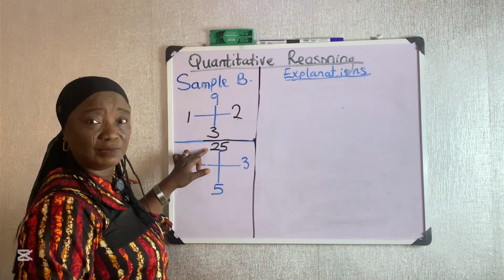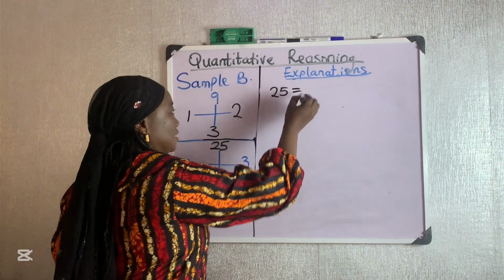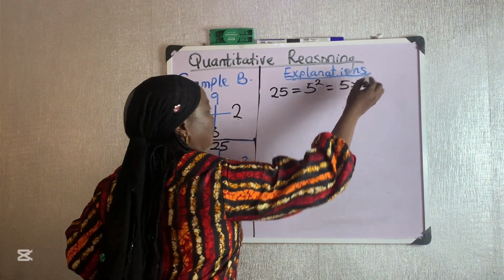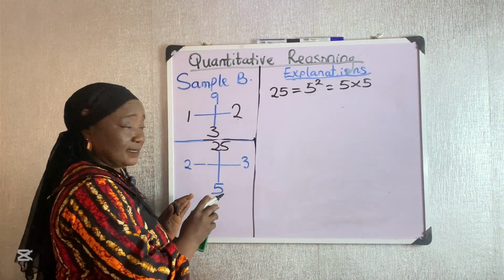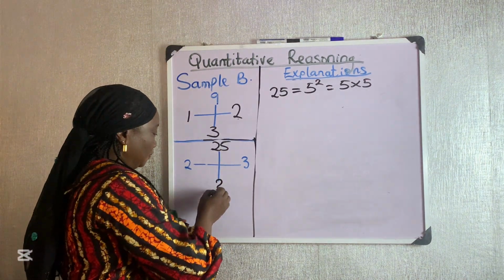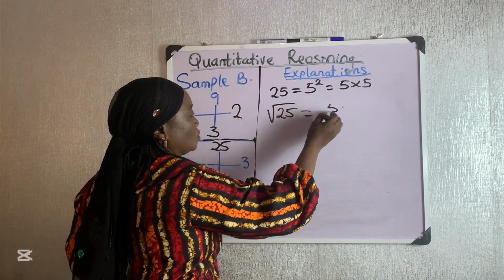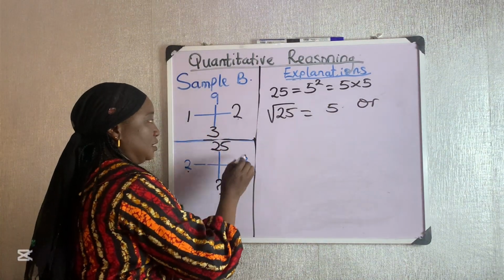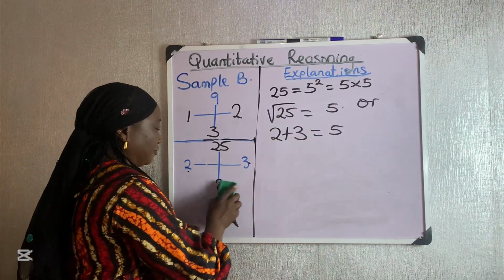So starting with the biggest number, 25. How are they getting 25? Which means 5 squared. 5 squared means 5 times 5, which gives me 25. 25 has been calculated. We are going to check other parts, like this 5 itself. How do I calculate 5? I will say square root of 25 is equal to 5. Or the sum of the two numbers here, 2 plus 3 is equal to 5. And 5 has been calculated.